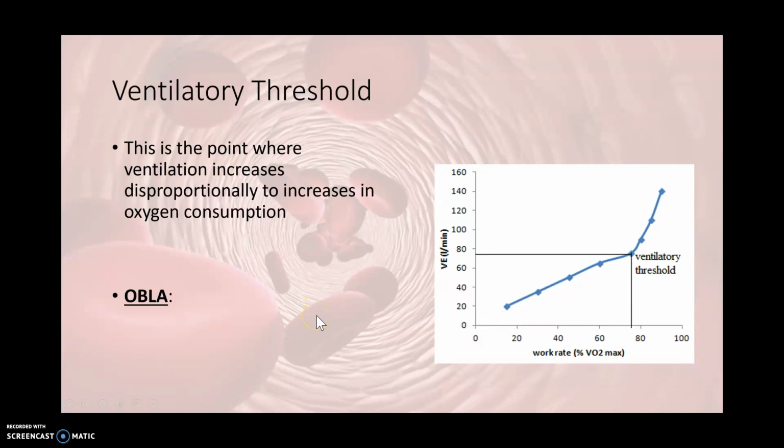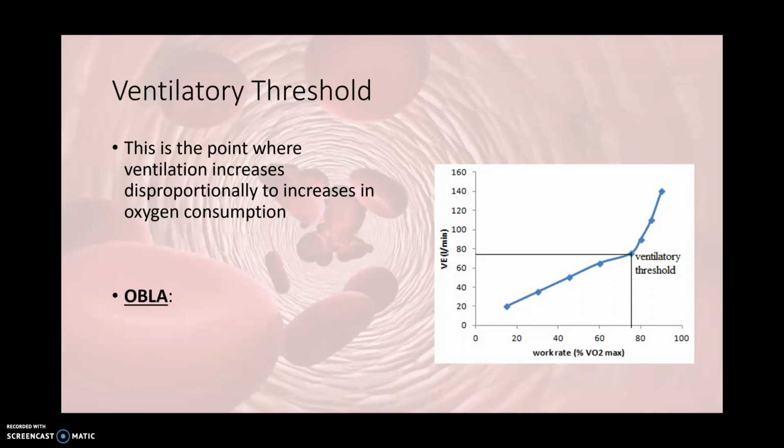Okay, when this occurs, it usually coincides with the onset of blood lactate, which is called OBLA. So OBLA is onset of blood lactate. OBLA is the point at which lactate accumulation exceeds clearance. So I'll say that again. OBLA is the point where we are producing lactate faster than we are clearing it. So lactate production is exceeding clearance. This occurs at about 4 millimoles per liter. That's important. So OBLA usually occurs at 4 millimoles per liter.